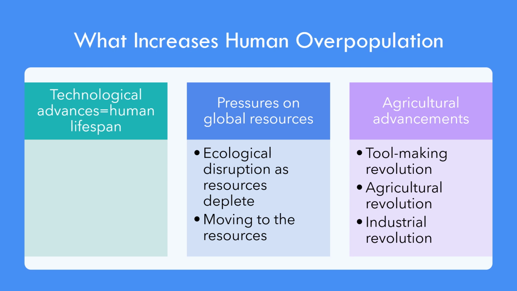We're able to harvest them at a much quicker rate in order to get it to the table at a much quicker rate. We're able to add chemicals and pesticides and fertilizers to allow them to grow and not be depleted out by other animals looking for the same resources. So that would go under tool making and agricultural revolution.